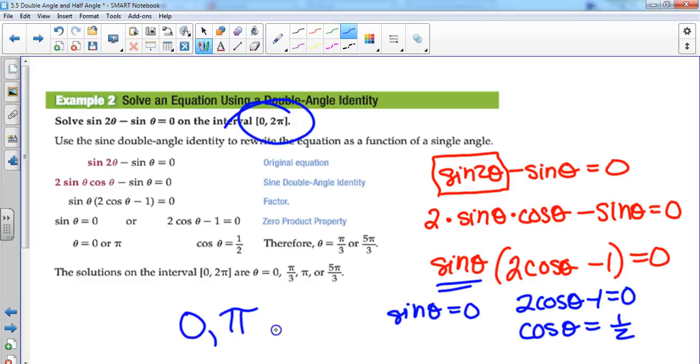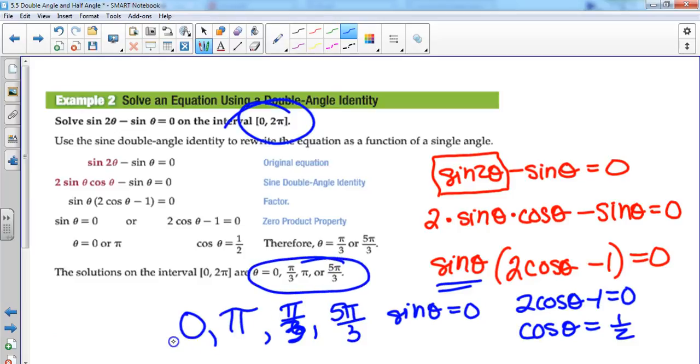Okay. And where is the cosine positive 1/2? Pi over 6 and, no, the cosine is at pi over 3. That was sine, sorry, my bad. Pi over 3 and 5 pi over 3. Okay, we did get the same 4 solutions as they did, thankfully. All right.